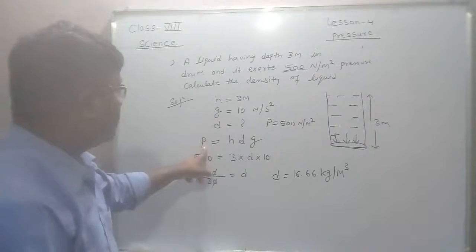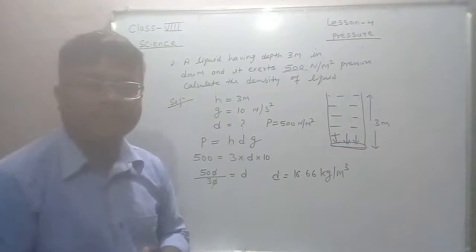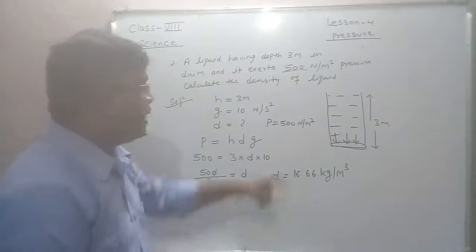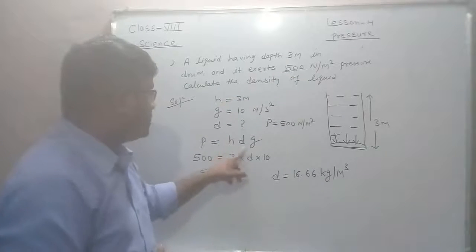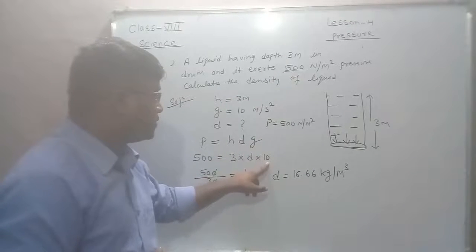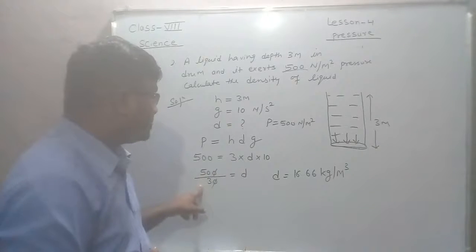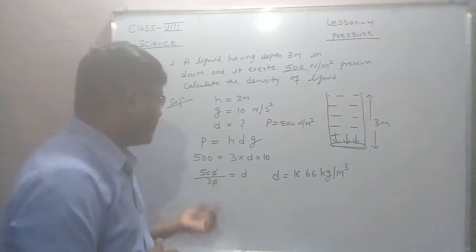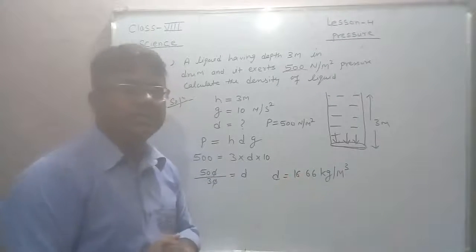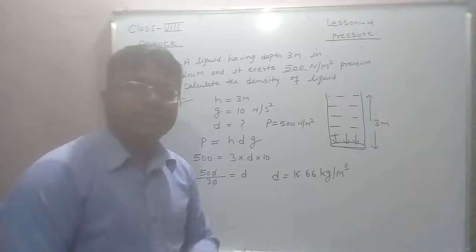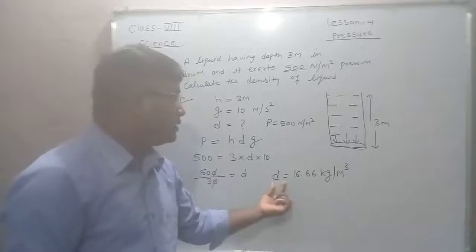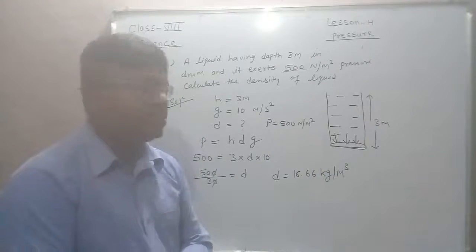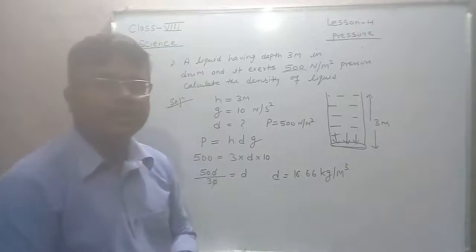We have the formula: liquid pressure is equal to hdg. In place of pressure I have kept 500 according to the given value in the question. Height is 3, density we don't know, acceleration due to gravity is 10. So 10 into 3 is 30, transfer to the left hand side, so 500 is divided by 30. Cancelling a zero, 50 is divided by 3, so you got 16.66 kg per cubic meter, because it is a density and all the units are in SI, so you will get the answer in SI unit. I hope it is clear for you.